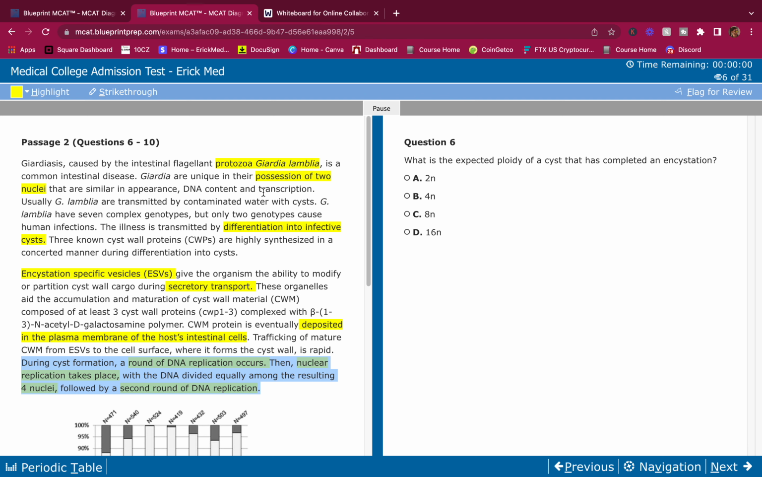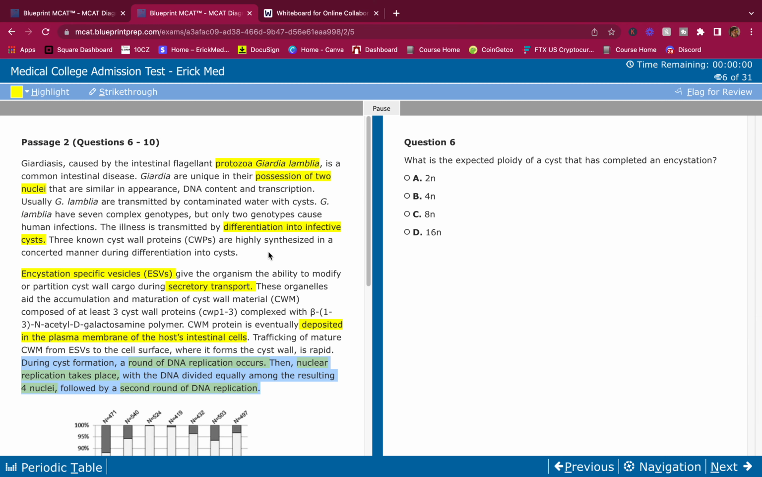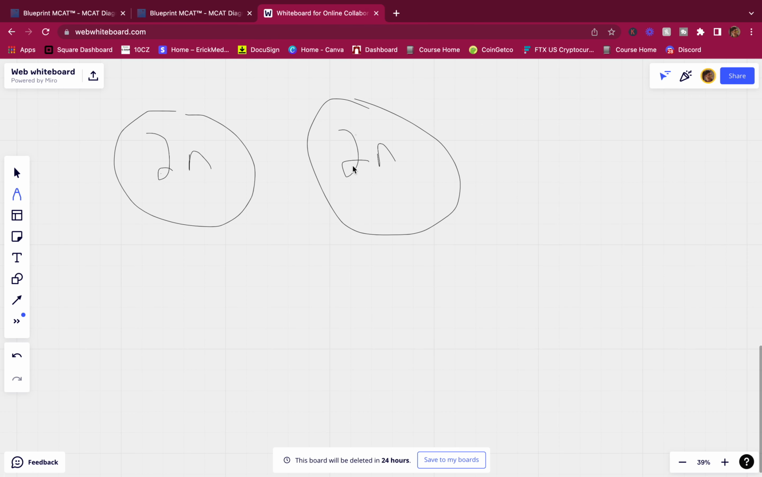All right. So let's do this. So we have 2N, 4N. We have 2 nuclei that are similar in appearance. Protozoa, you should notice from your content review too that they are diploid. And they mentioned that they were mature a bunch of times, I'm pretty sure. So you should assume that they're diploid, and they have 2 nuclei. So this is what we got starting off here.